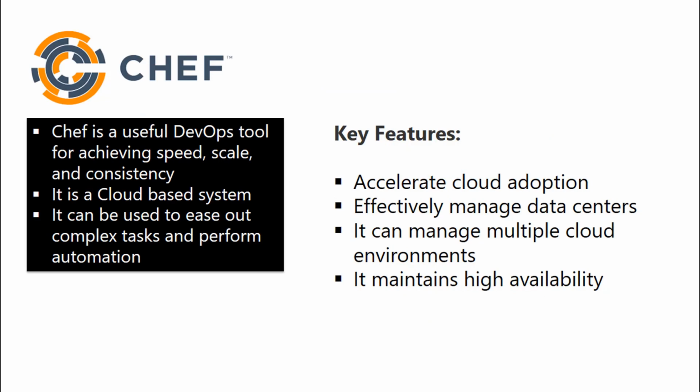Chef is also a useful DevOps tool for achieving speed, scale, and consistency. So it's a cloud-based system, can be used to ease out complex tasks and perform automation. So again, similar to Jenkins and so on, right? So all of these tools may perform similar functions and features. So pretty much all of these tools kind of relate, right?